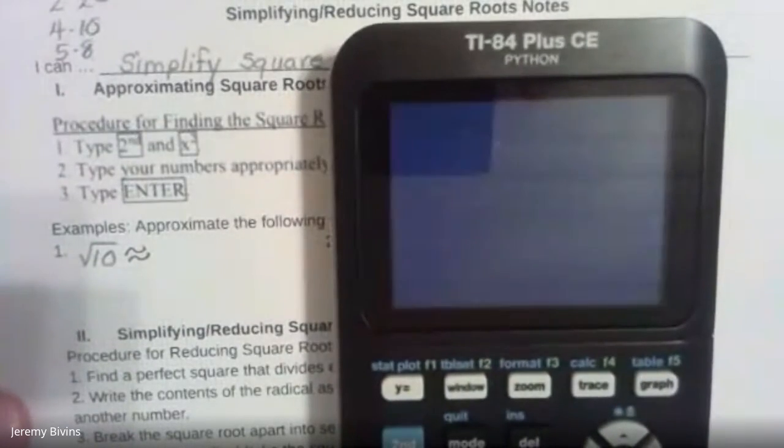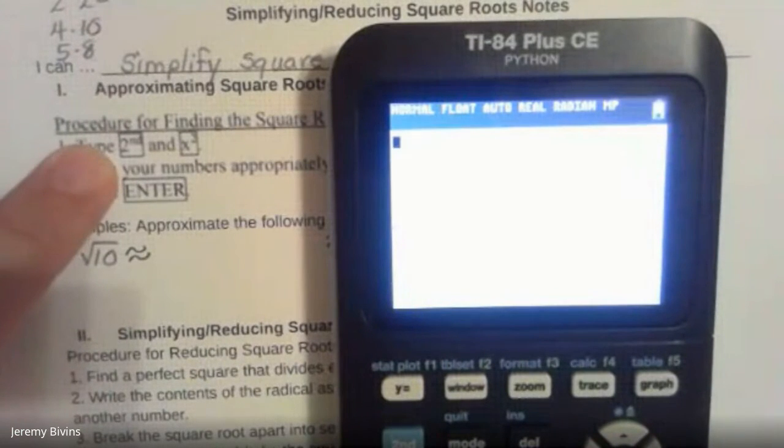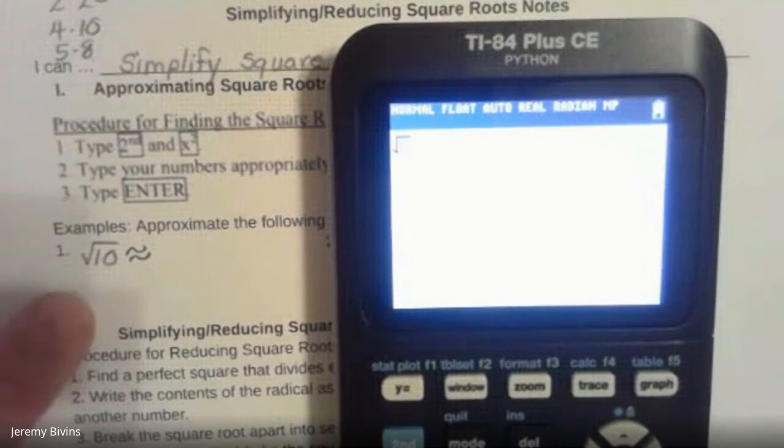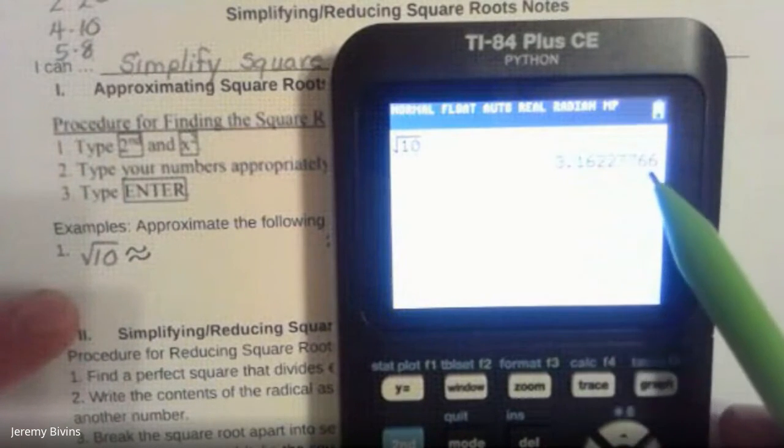So as we go here, turn on your calculator. I'm going to clear out whatever's on there. I'm going to hit the second, which is blue. The X squared is on the left side of the screen. We've used that button before. And then I'm going to type 10 and hit enter. And when I do that, I get 3.16 and some other change.